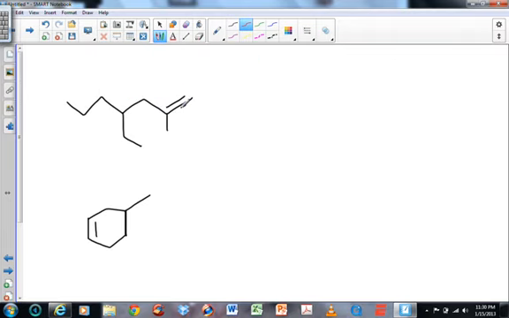Let's have a look at this one here. If you take a look at this guy and ask yourself, well, first of all, where's the longest carbon chain that contains both the carbons of the double bond? Well, if you start counting from here, which you kind of have to do because that's the end of the chain, 1, 2, 3, 4, 5, 6 carbons, or 1, 2, 3, 4, 5, 6, 7. 7 carbons. So it's going to be based on heptene.